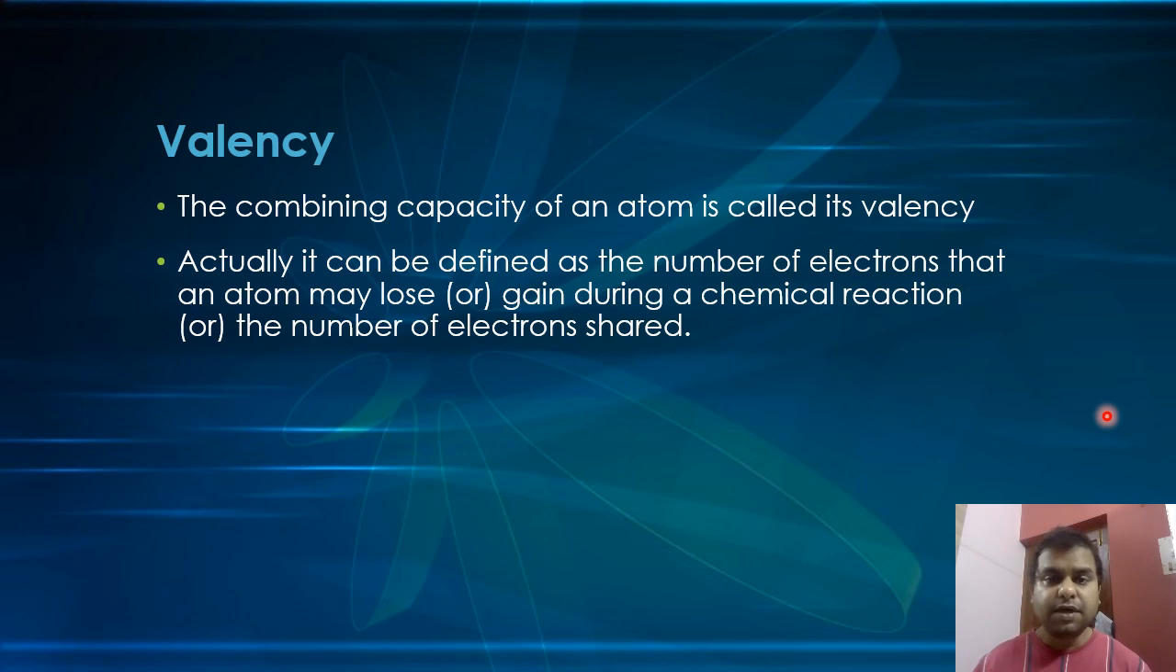It is defined as the number of electrons that an atom may lose or gain during a chemical reaction, or the number of electrons shared. Atoms which form ions, when they get together, form ionic compounds. Then there are those which do not lose or gain but share their electrons. These are referred to as covalent compounds, and they form covalent bonds, and that is why it is mentioned here, or the number of electrons that may be shared.